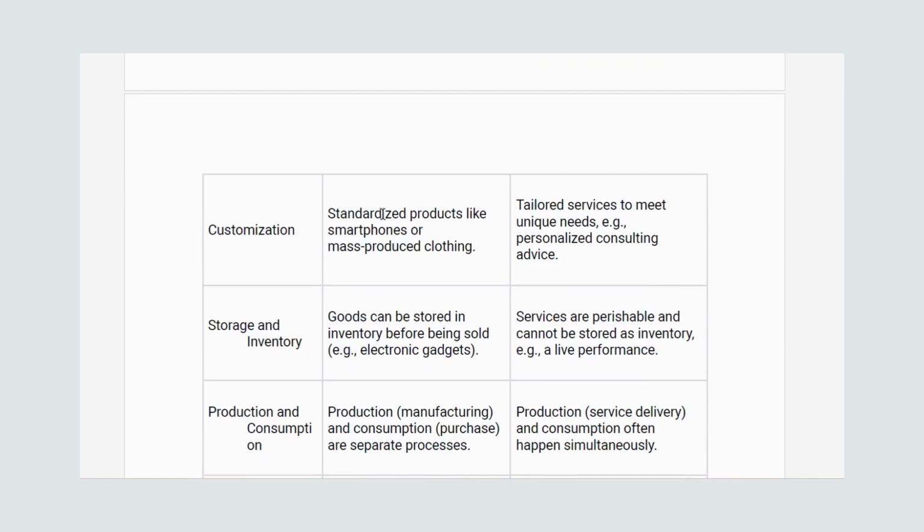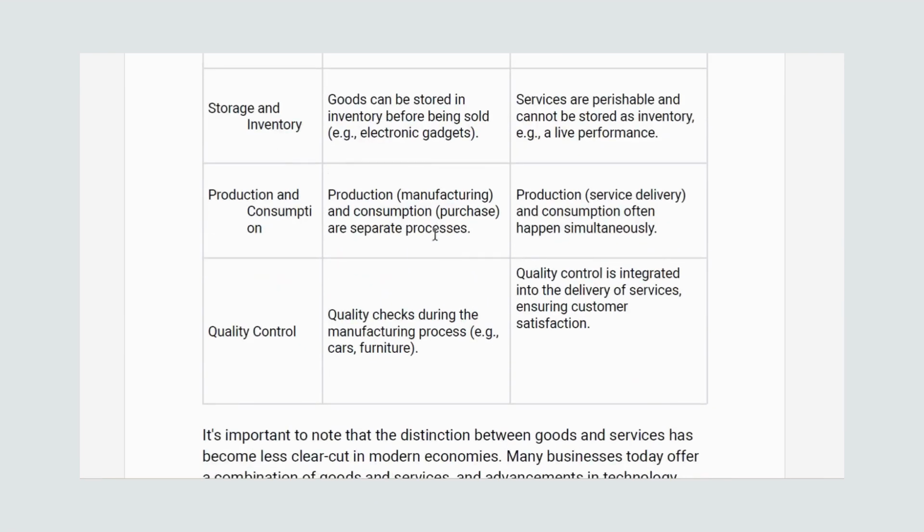And when we see customization, goods are standardized products like smartphones or mass-produced clothing. And when we see service production, it's tailored services to meet unique needs. Example, personalized consulting or tutoring, all those things we can customize, we can personalize them, right? And when we talk about storage and inventory, goods can be stored. The products that we have produced can be stored in inventory before being sold, like electronic gadgets or phones. But services, can we store services? No, we cannot store services. Services are perishable and cannot be stored as inventory like we do with goods.